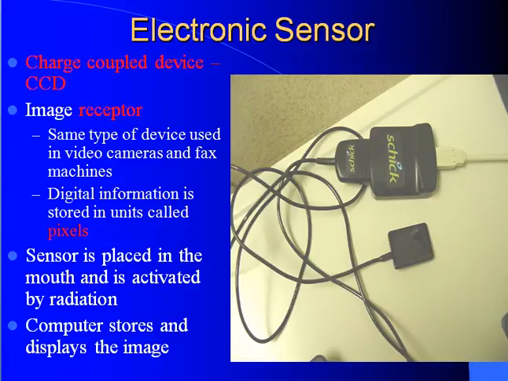The electronic sensor is a charged coupled device, or CCD. It has an image receptor that is the same type of device used in video cameras and fax machines. The digital information is stored in units called pixels. The sensor is placed in the mouth and is activated by radiation, and then the computer stores and displays the image.